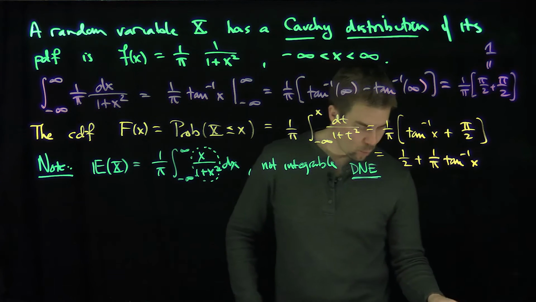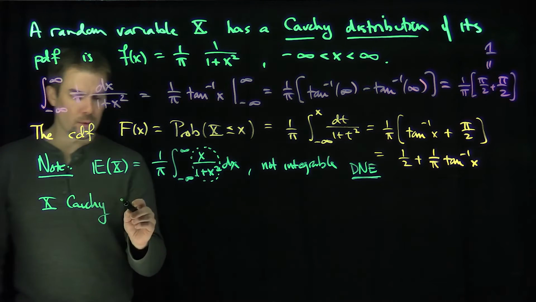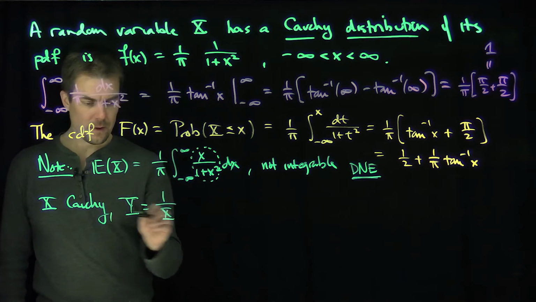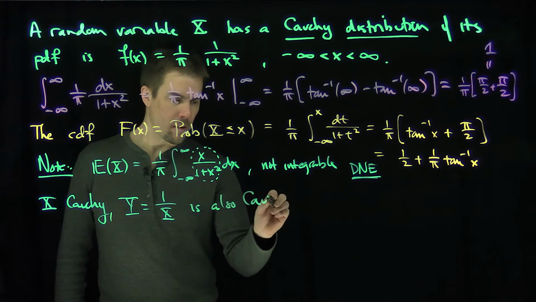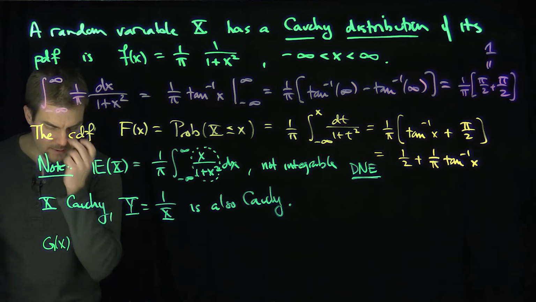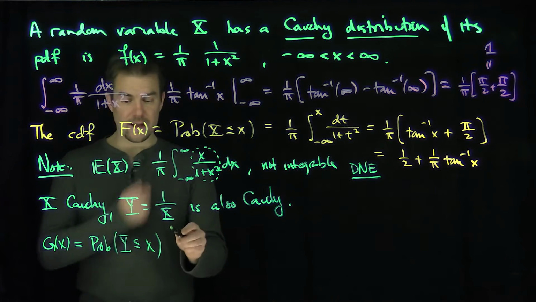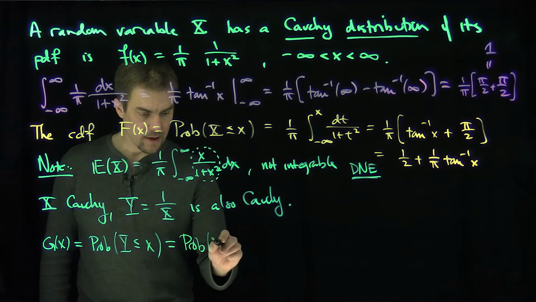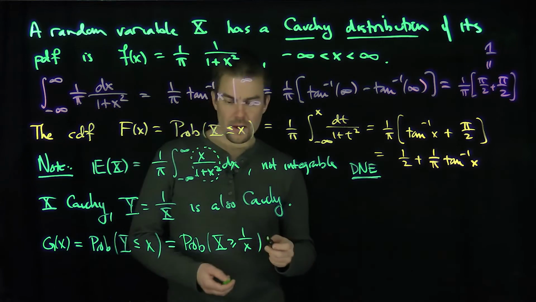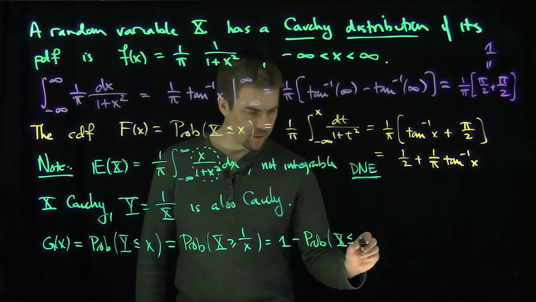But they do satisfy a beautiful property. Let's say x is Cauchy, and I look at the random variable y, which is 1 over x. I want to find the distribution of y, and it is also Cauchy. Let's prove that. I'm going to consider the CDF for y. Let g of x be the CDF for y. That's the probability that y is less than or equal to x. By taking the reciprocal of both sides of the inequality, this is the same as the probability that X is bigger than or equal to 1 over x. Now I know what this is: it's 1 minus the probability that X is less than or equal to 1 over x.